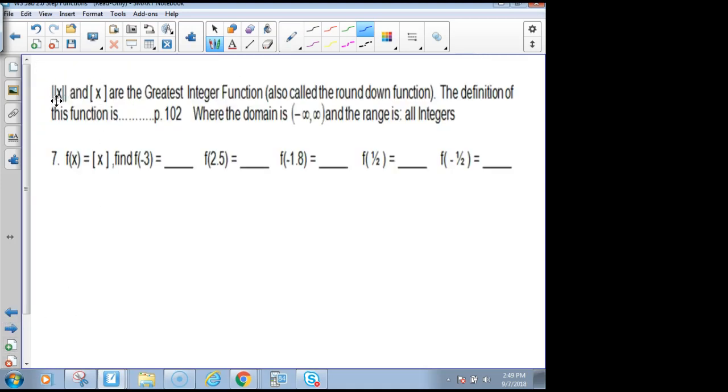These are notation that you might see in a text for the greatest integer function. It's also called the round down function. The definition of the function's on page 102 if you'd like to go read it. I'm just going to talk about what it does. The domain is from negative infinity to infinity and the range is all integers. Do you know what an integer is?